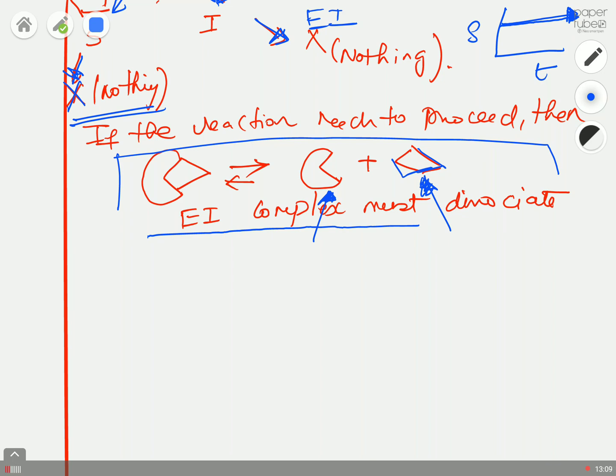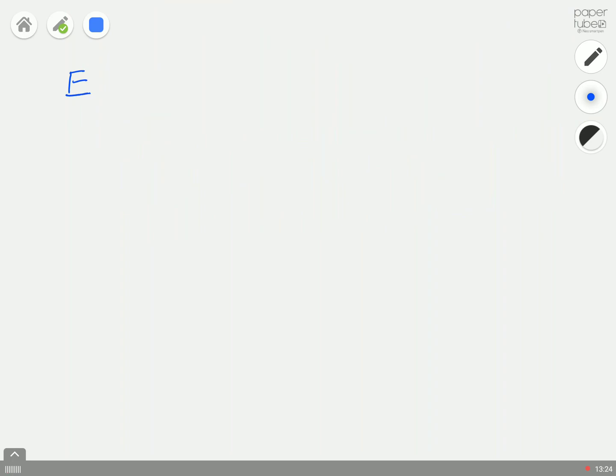So whatever we learned so far, we used some nice diagrams. We are now going to write a chemical reaction for this type of process. Before that, as I always do, we are going to give some notations. I always like to use some common notation. So E for enzyme, I for inhibitor, ES is enzyme substrate complex, and EI is enzyme inhibitor complex. So these are the notations that we are going to use.